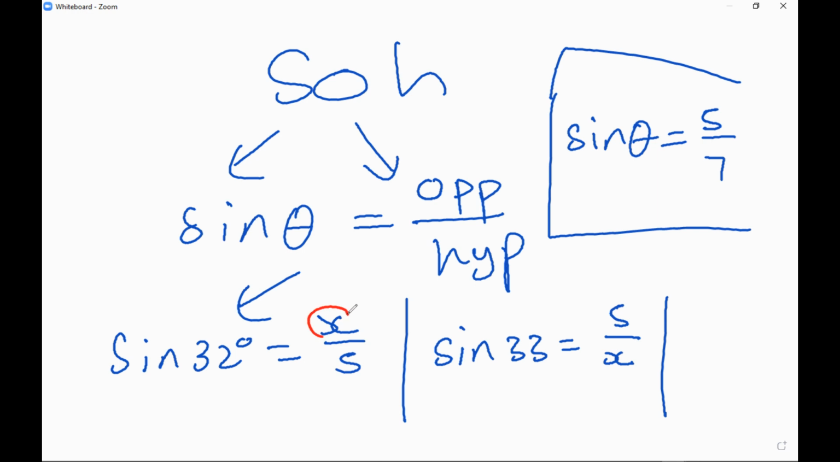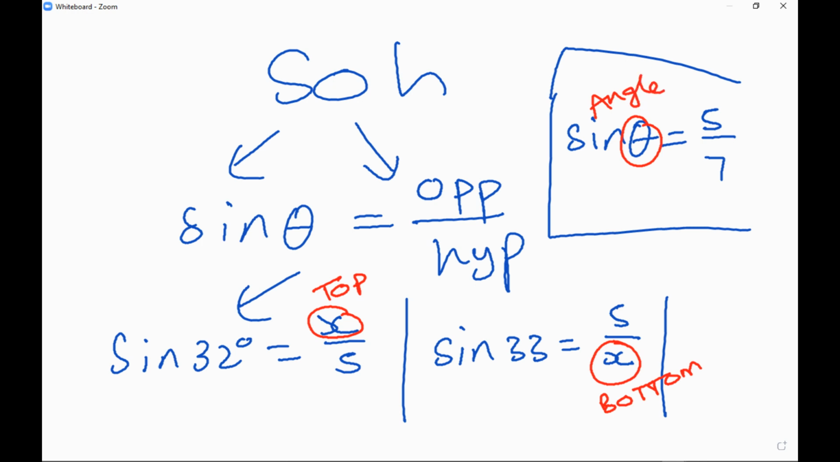The first one here, the unknown is at the top. The bottom one here, the unknown is at the bottom. And the third one here, the unknown is the angle. So the unknown here is at the top. The unknown here is at the bottom. And the unknown here is the angle.